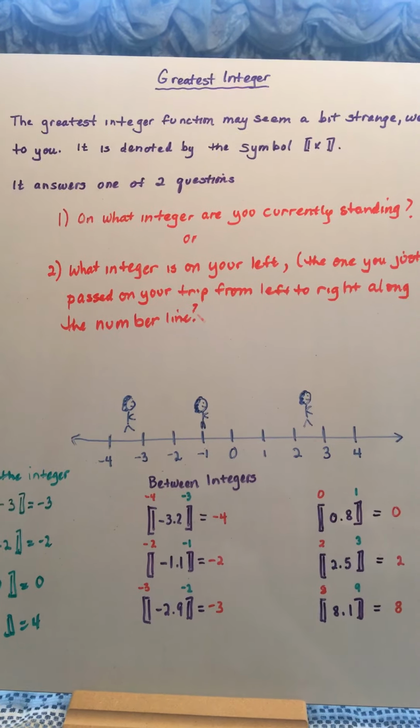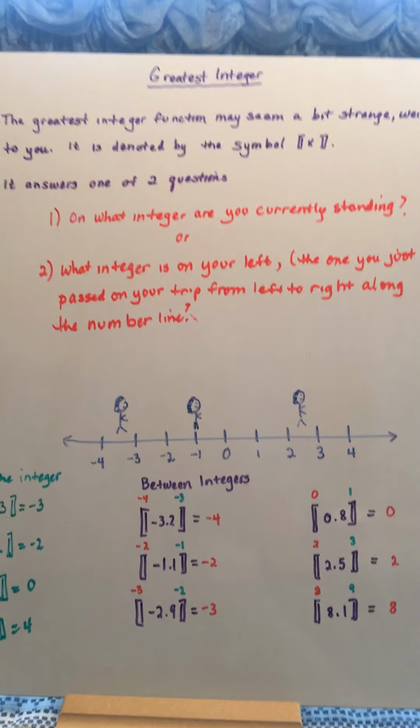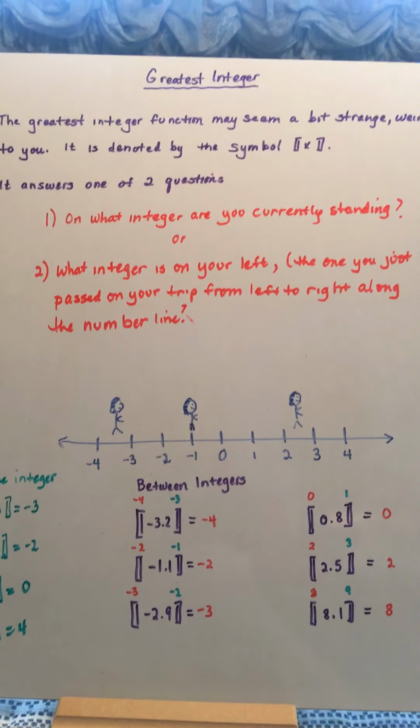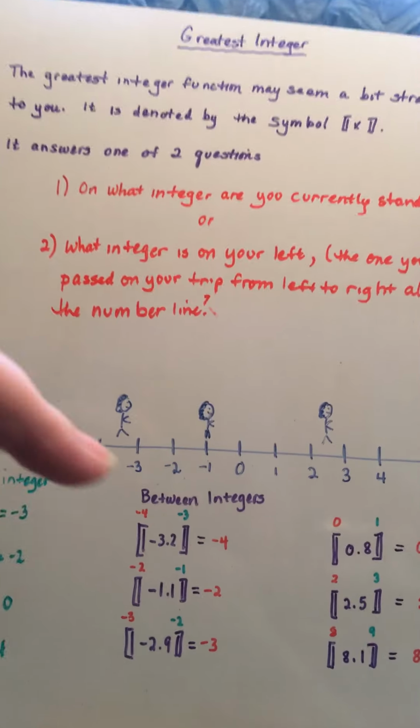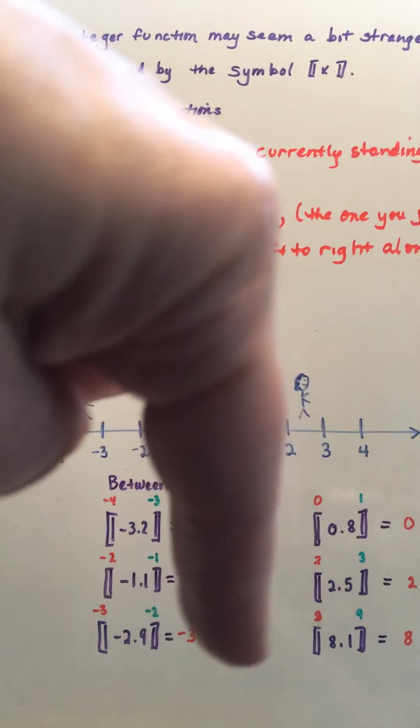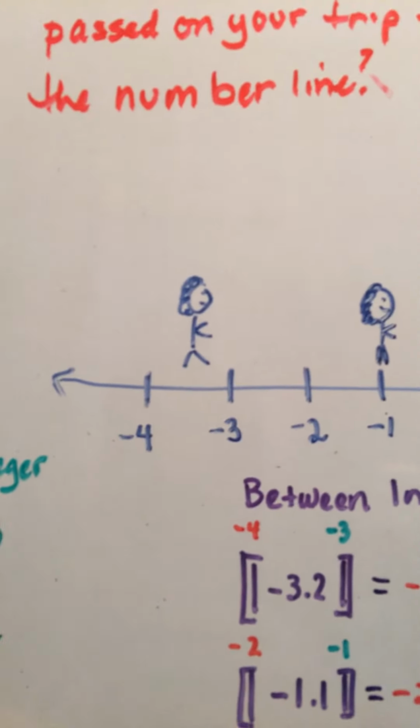On what integer are you currently standing? Or as you're moving from left to right, what integer is on your left? So as I'm moving along the number line, what integer did I just pass? That's my number, that's the greatest integer.